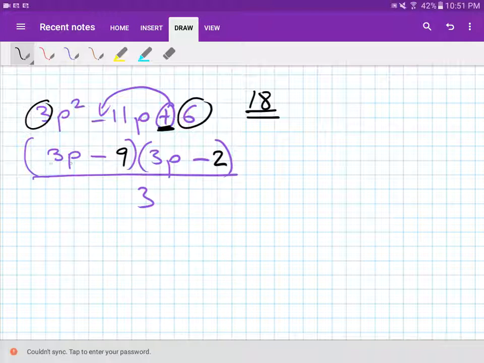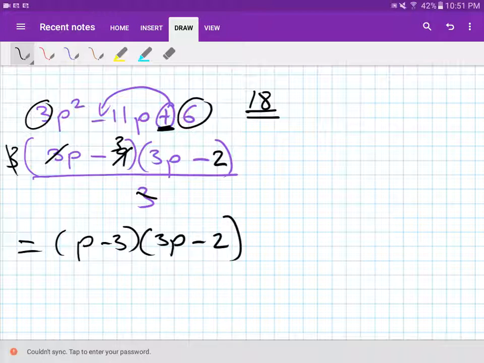So I take the 3 out, because in this group here, the first bracket, 3 is a common factor. I take the 3 out, that cancels, left with 1, and this is left with 3. So I cancel this out. So your answer is p minus 3, 3p minus 2. Okay? So that's how it goes.